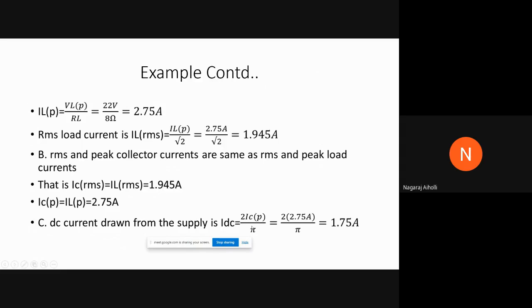And DC current drawn from the supply, that is IDC, is equal to 2 Im by pi. That is the equation. We have already seen that equation. So IDC is equal to 2 IC peak by pi. That is 2 into 2.75 ampere by pi. That comes out to 1.75 ampere. We have discussed this equation when discussing the class B push-pull power amplifier with the transformer connected in the circuit.